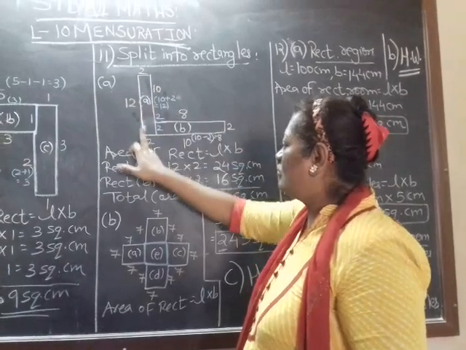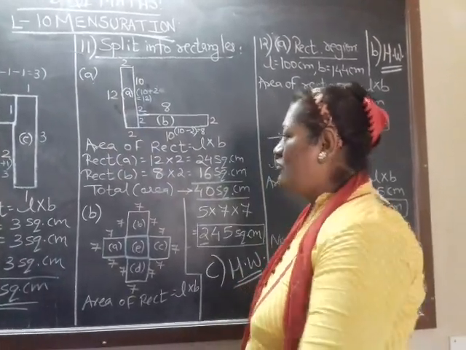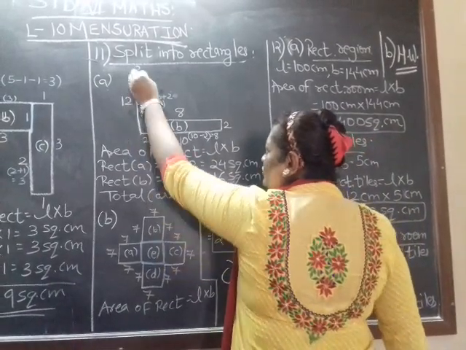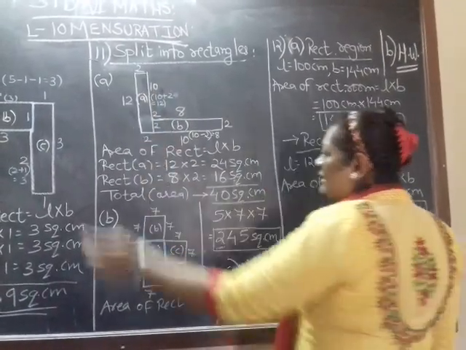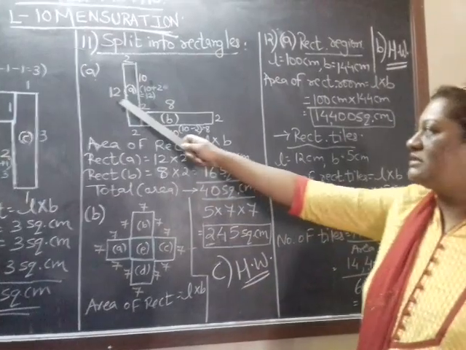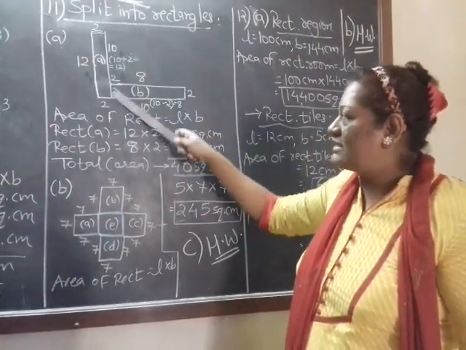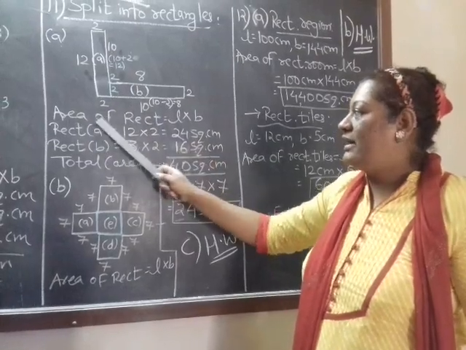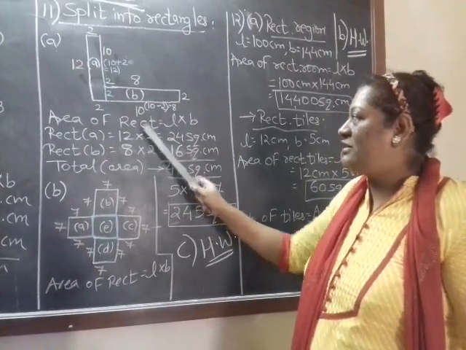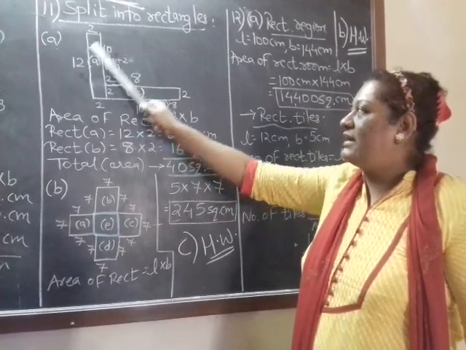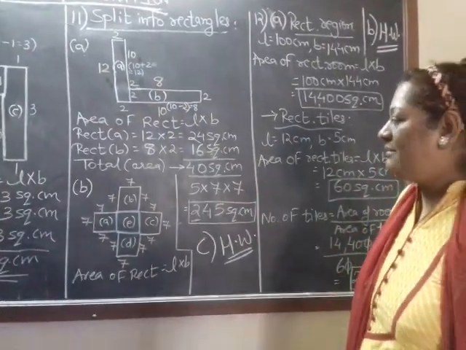Here it is 2. So what about this much portion? It should also be the same. Breadth and breadth should be the same. So if this is 2 centimeter, this also should be 2 centimeter. So now this is 12, this is 12. This whole rectangle A, what you can see, right? So area of rectangle A is 12 into 2. So L into B, 12 into 2, 24 square centimeter.